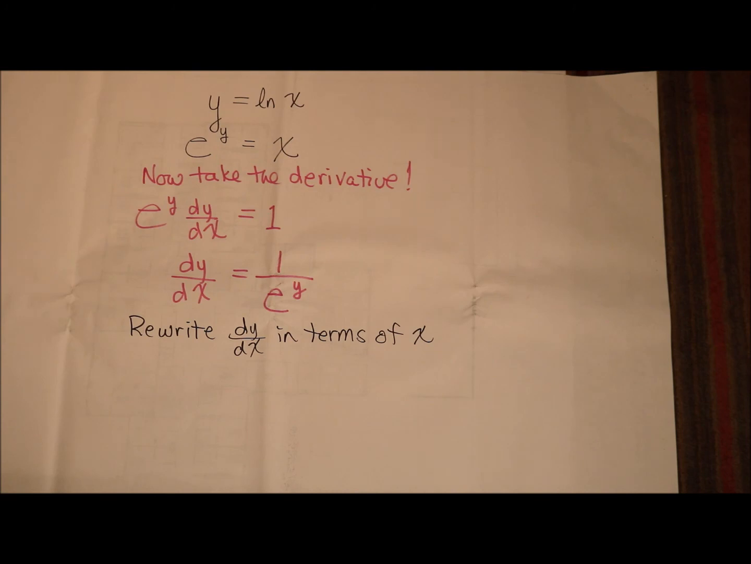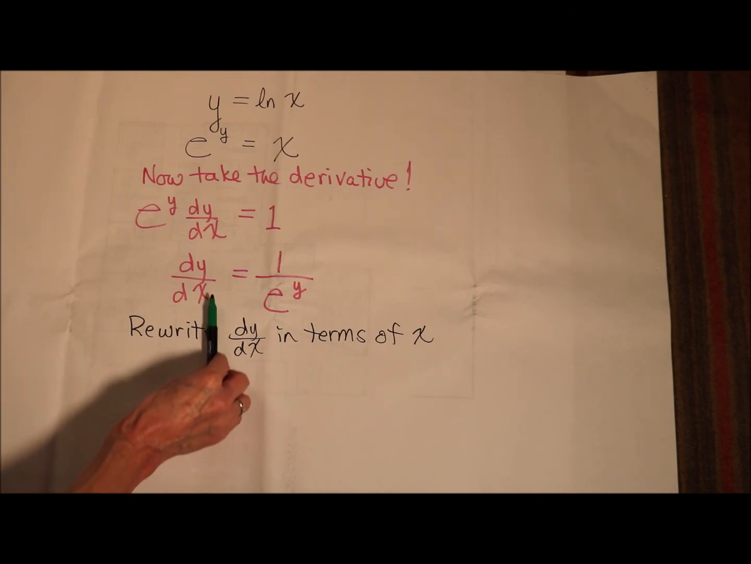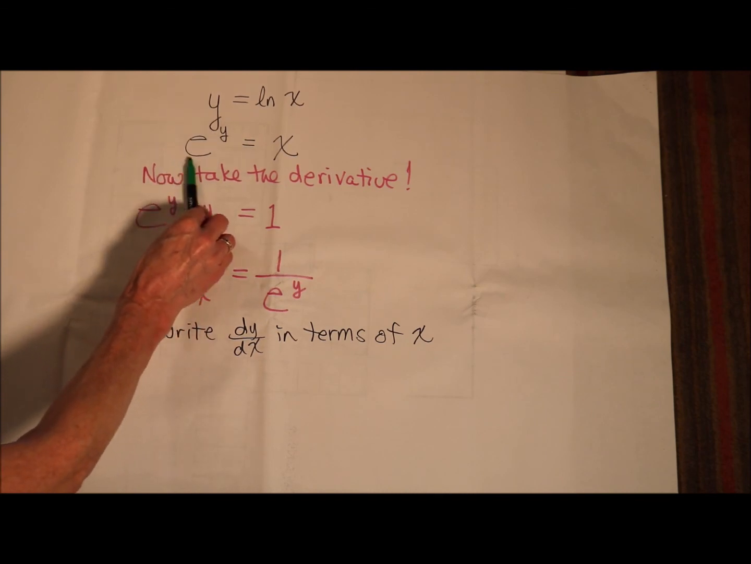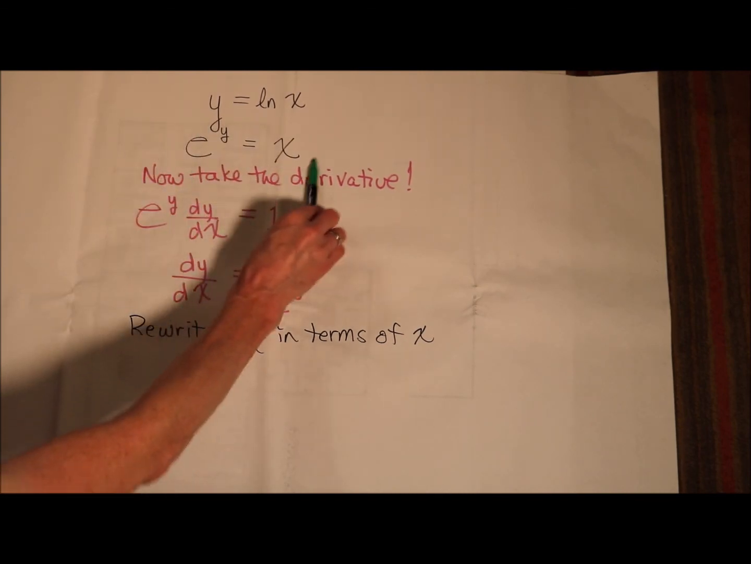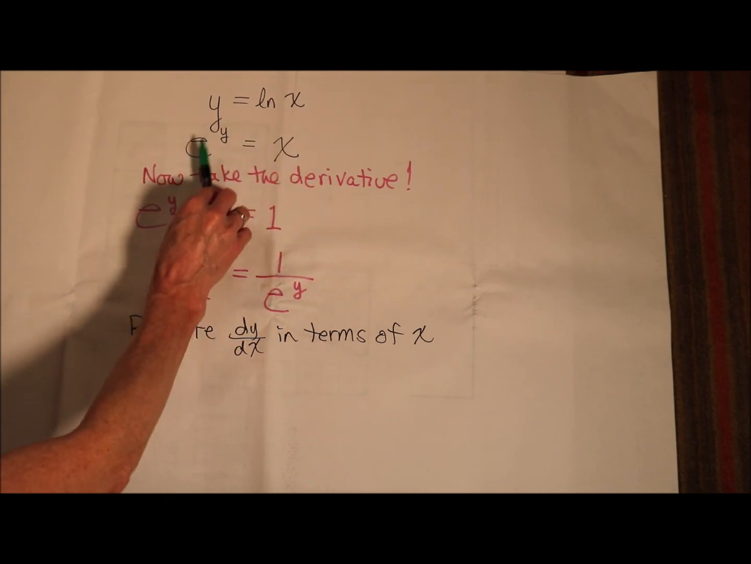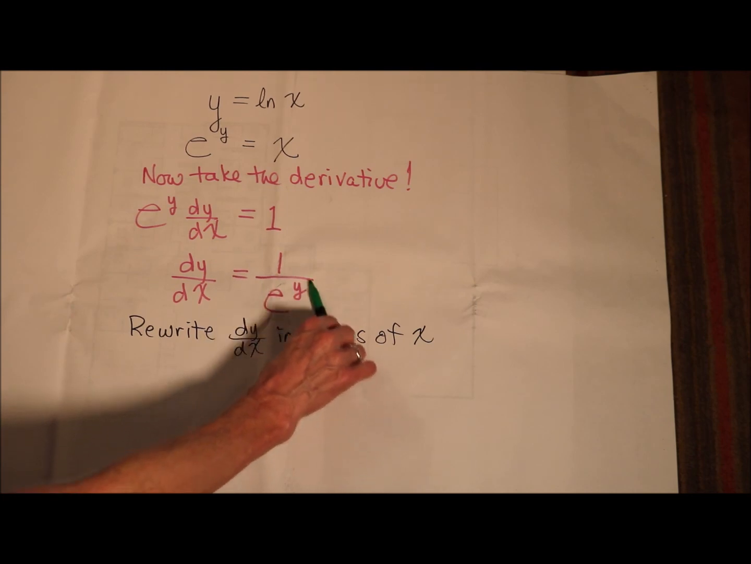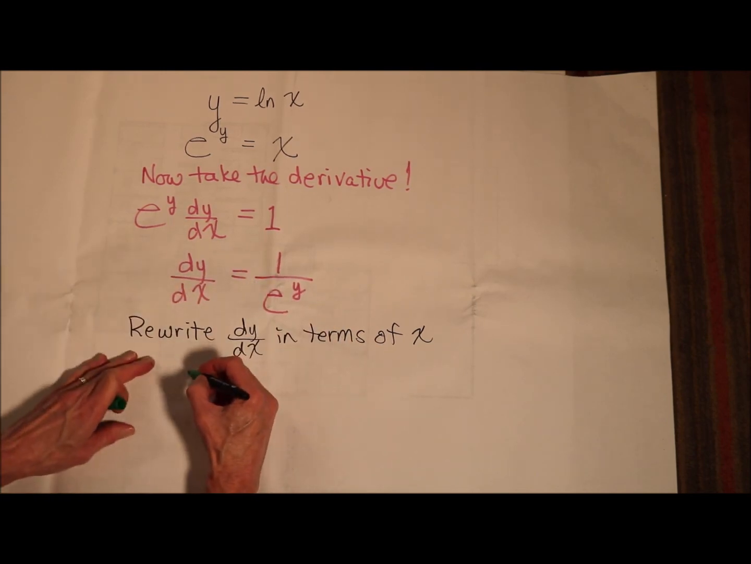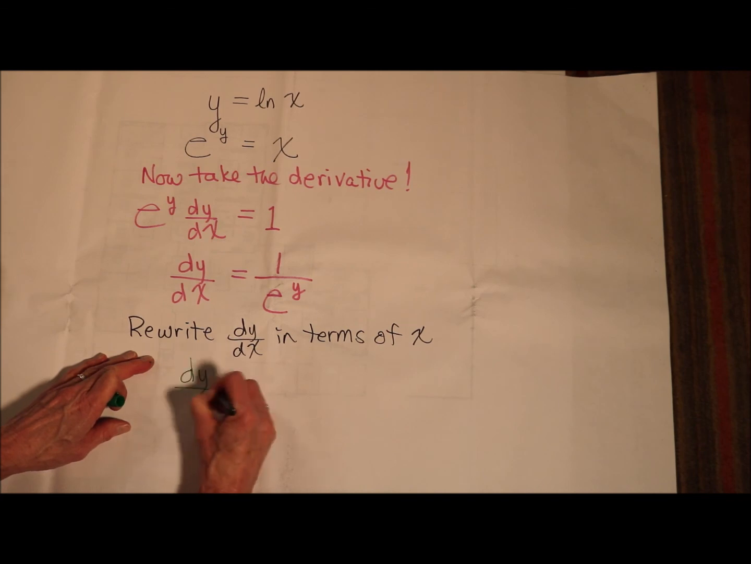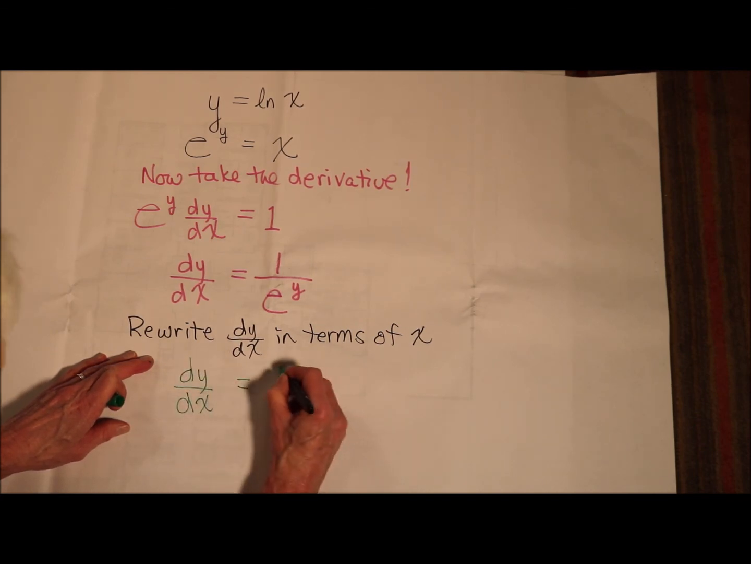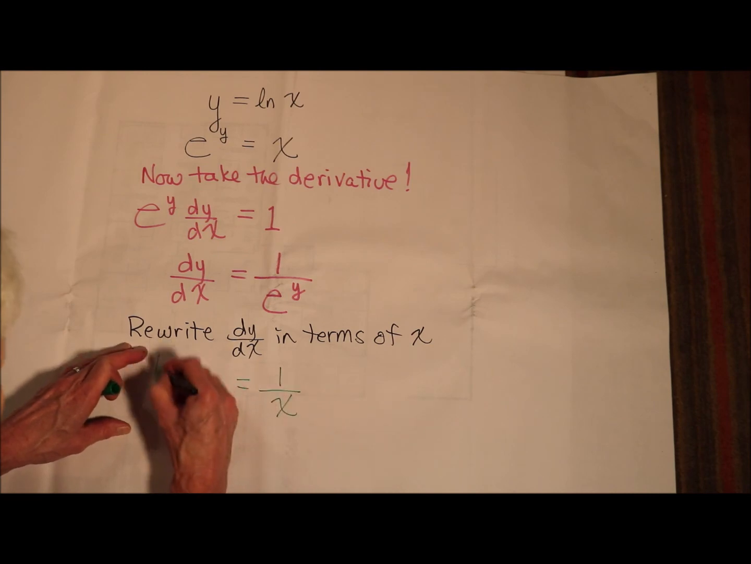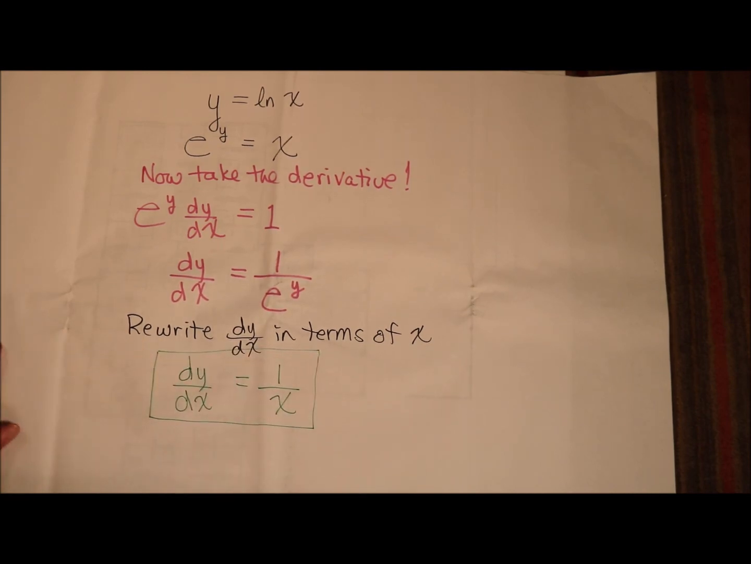All right, how was it? Yes, if you look back at your page, what do you notice? Look at that. Right up there, it says that e to the y equals x. So can't I just replace that e to the y with an x and say that dy dx equals 1 over x? And yes, you can. And that is the derivative of the natural log of x. The derivative of the natural log of x is 1 over x.